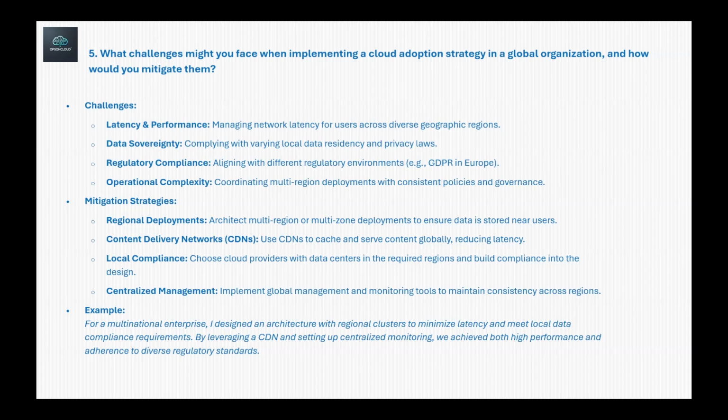Local compliance: choose cloud providers with data centers in the required regions and build compliance into the design. This is very much important. So each cloud provider has data centers across the geography. Centralized management: implement global management and monitoring tools to maintain consistency across regions.